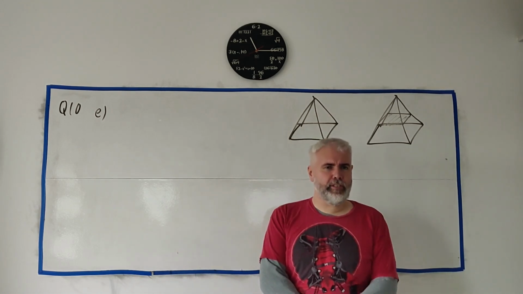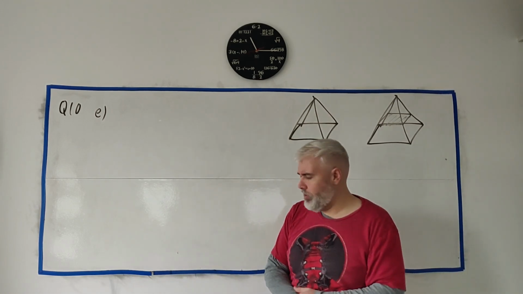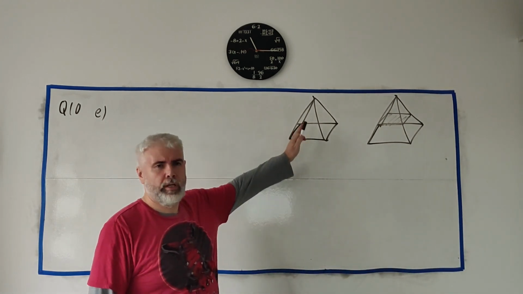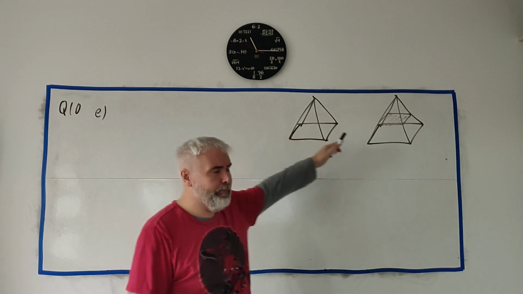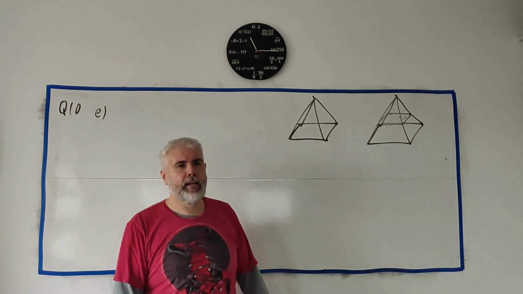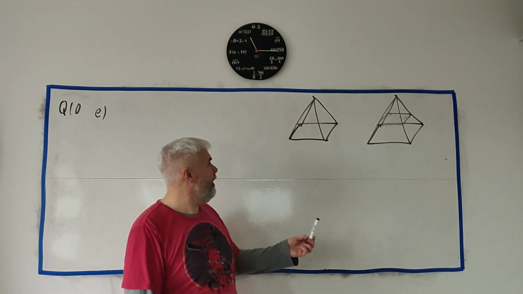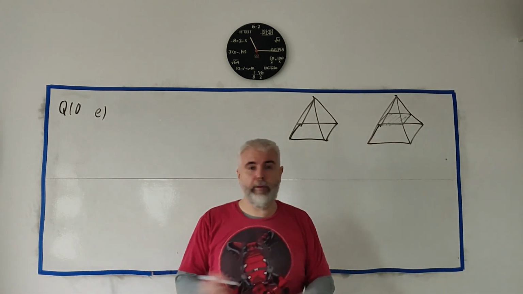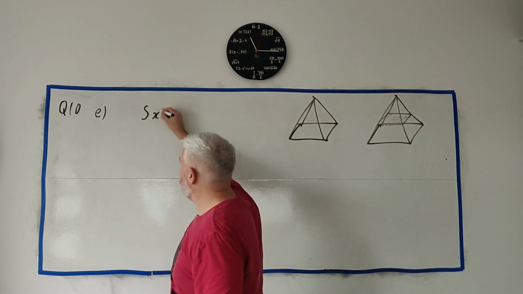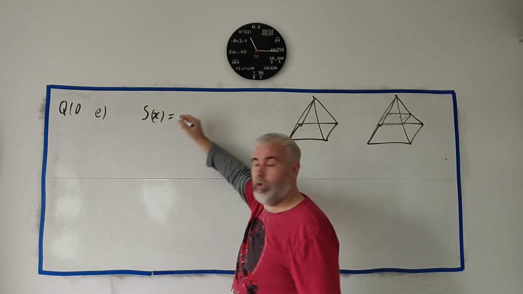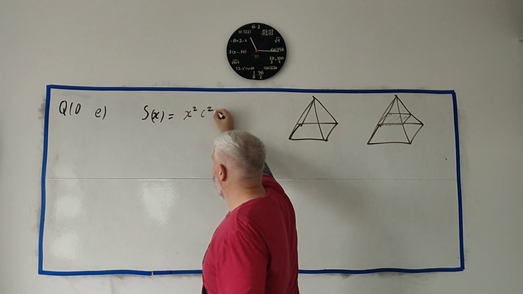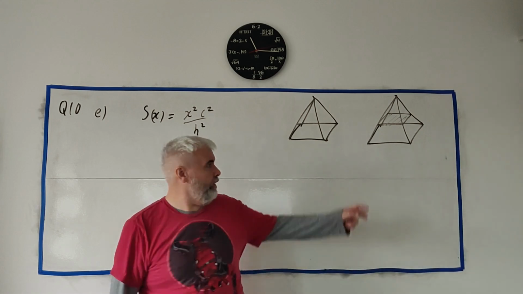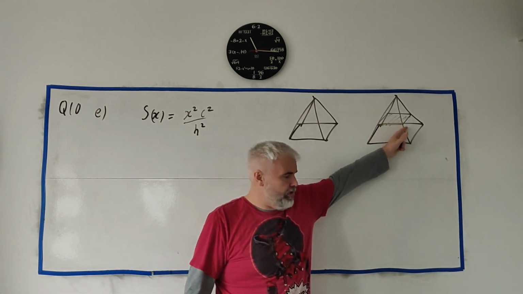The last part of this already very difficult question, question 10, part E, isn't as hard as it looks. They've set up 2 pyramids, square-based pyramids. Lots of English telling us about it. But they tell us the area of this cut here. Let me write that down. The area is S of x, and it equals x squared c squared over h squared. So that's very helpful. They tell us this cut here. We could work that out ourselves.